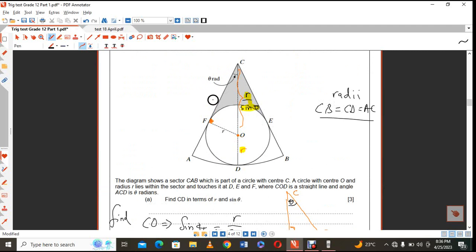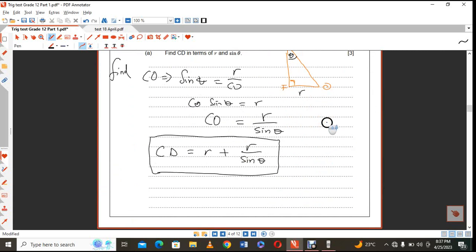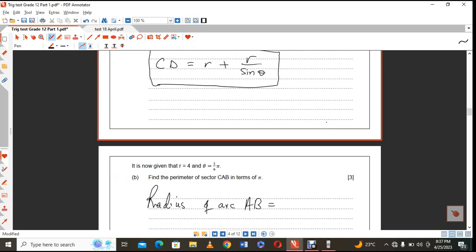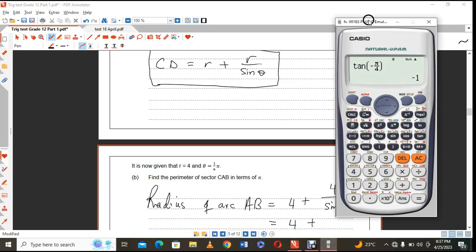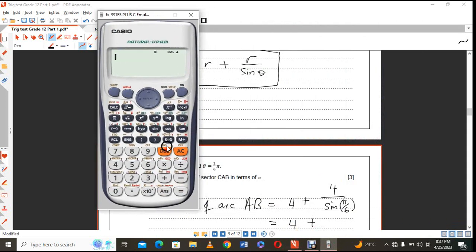The radius of arc AB is this whole distance, which is CD, which is what we calculated. Now they say r is 4, so it's 4 plus 4 over sine of pi over 6. This can be calculated. So that is 4 plus, grab your calculator again, and let's find out what it is. The calculator should be in radian mode. So it's 4 over sine of pi upon 6.